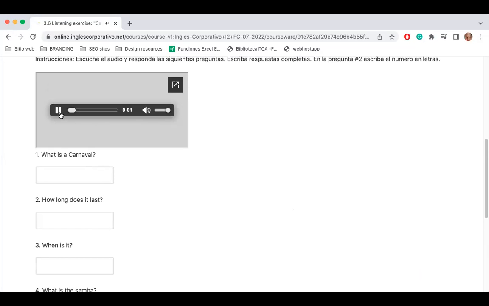Page 52, exercise 5, listening. Carnival time. Part A. Mike has just returned from Brazil. Listen to him talk about Carnival. What did he enjoy most about it?